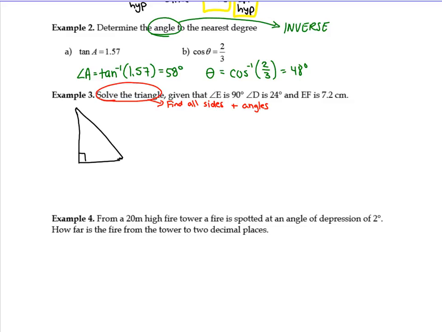Okay, your right angle is which vertex? Which letter? E. So E is the 90. D is 24. It doesn't matter where you put it. I'm going to put it at the bottom. 24 degrees. And side EF is 7.2 centimeters.